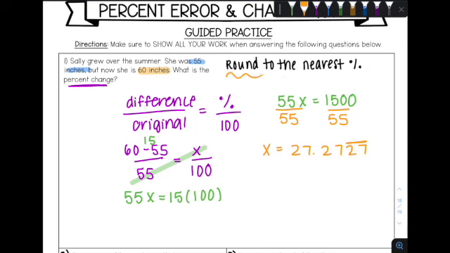I want to make sure I'm rounding to the nearest percent. So my nearest percent is going to be a 9% change. And in this case, if I needed to describe what type of change it was, I'm going from 55 inches to 60. So that means I'm growing. It's a positive. So it'd be a 9% increase.